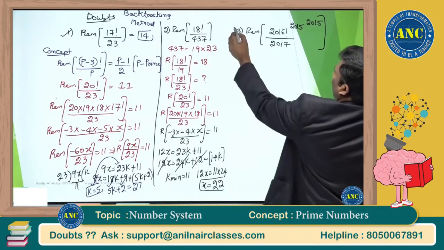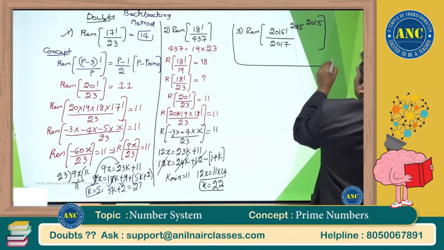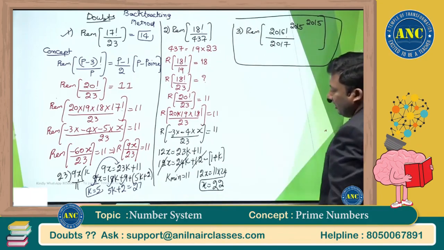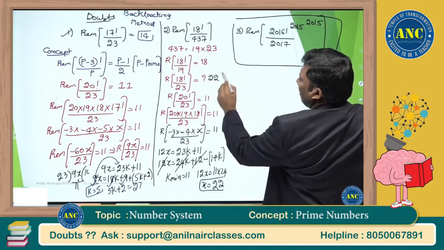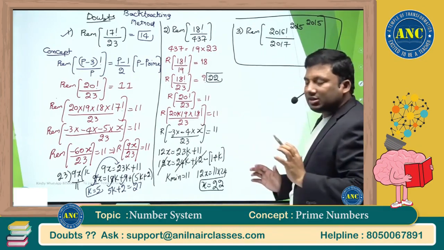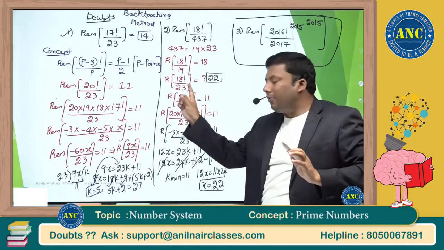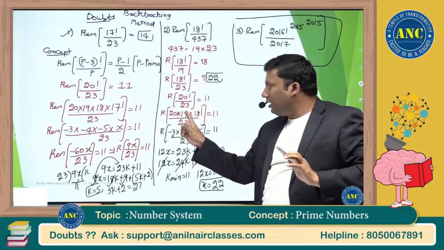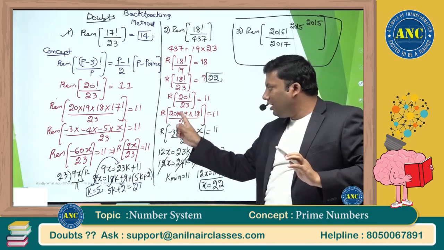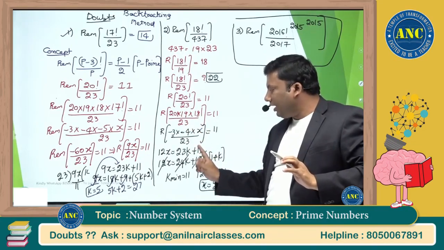Now what we'll do is, we'll keep this question aside. The x value is 22. I hope the idea is clear. 18 factorial divided by 23. 20 factorial divided by 23 is 11. 20, 19, 18 factorial, minus 3, minus 4, x.